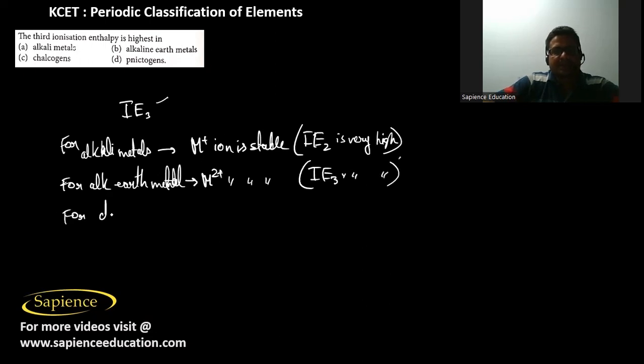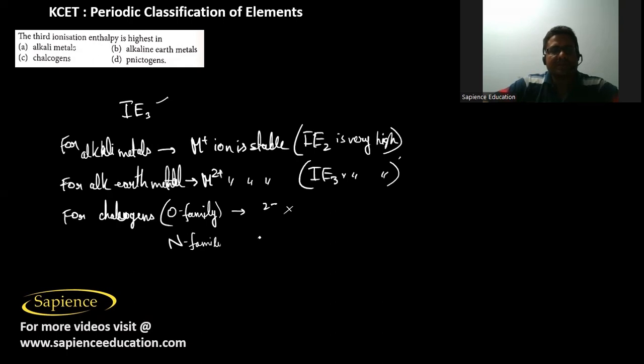And for chalcogens, chalcogens means the oxygen family, here the 2- state is more stable, and in nitrogens, which is the nitrogen family, here also the 3- state is more stable. So here we don't talk about the ionization energy, we talk about the electron gain enthalpy. Okay. So for alkaline earth metals only, the third ionization enthalpy will be the highest. So option B is the correct answer.